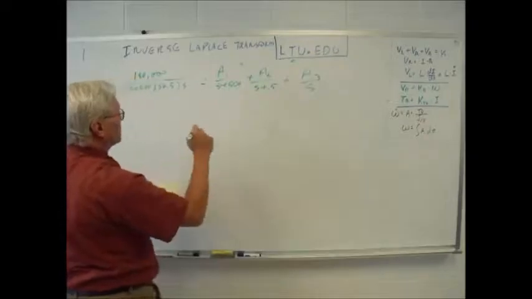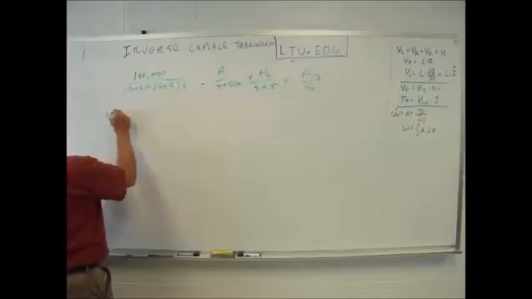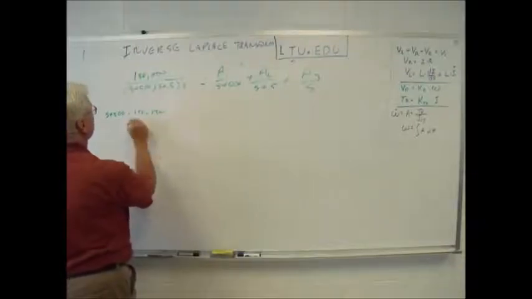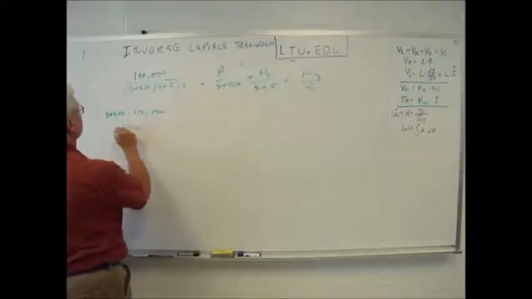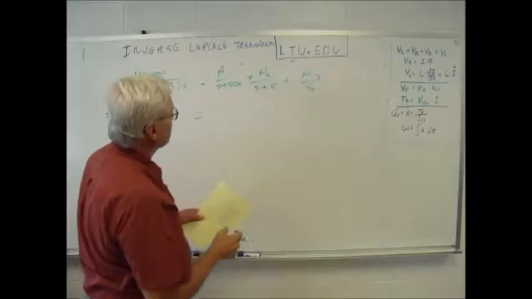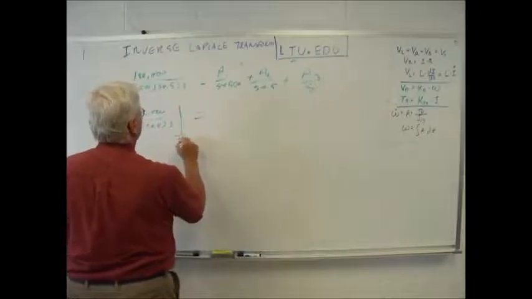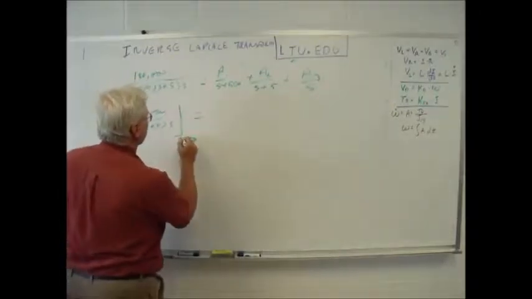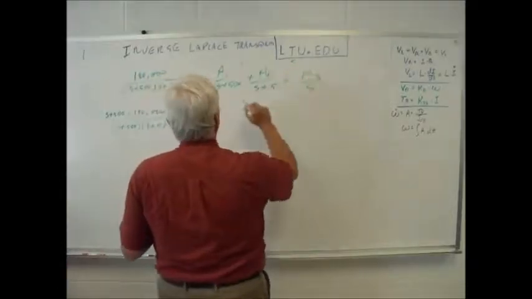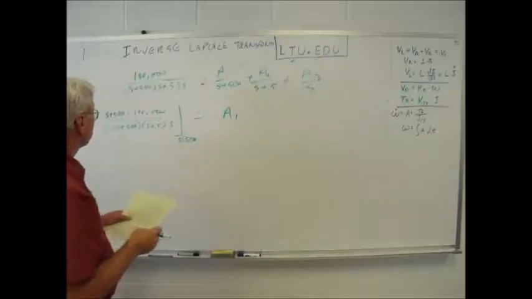So I'm going to multiply both sides by S plus 500. So I get S plus 500 times 180,000 over S plus 500, S plus 0.5, S. And on this side, since I'm going to evaluate this at S equals minus 500, excuse me, I know that those S plus 500 terms are going to make those go to 0, and all I'm going to have left over here is A1. I'm just going to write that directly rather than doing all that.